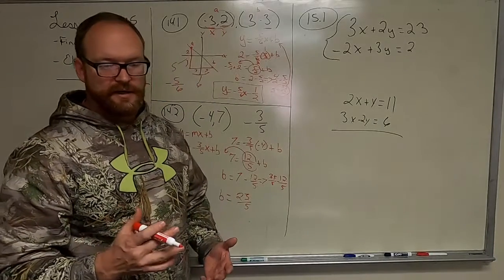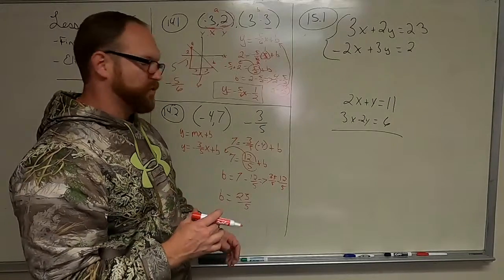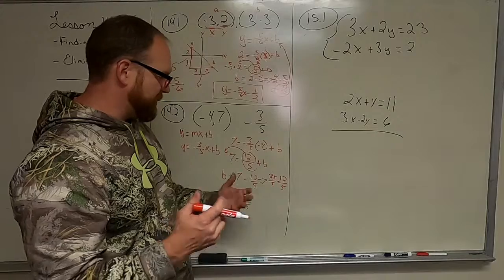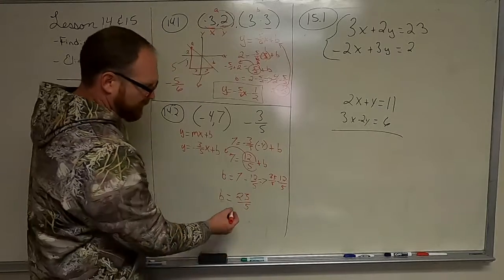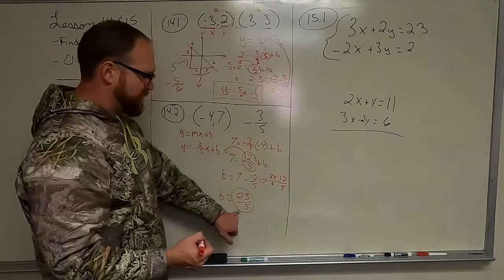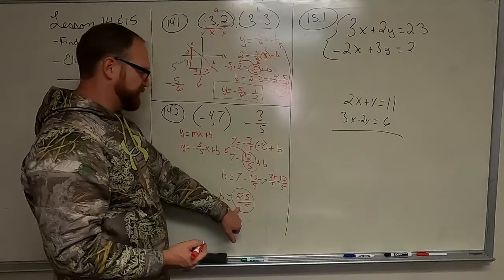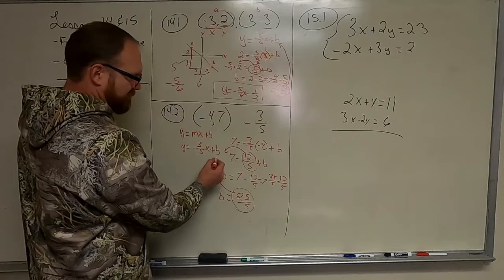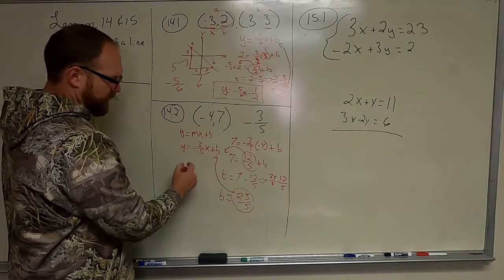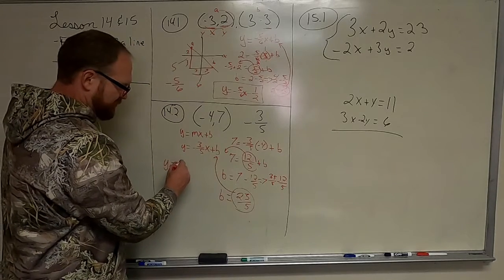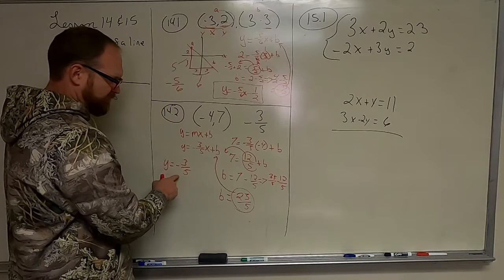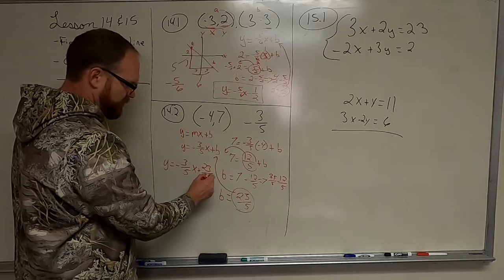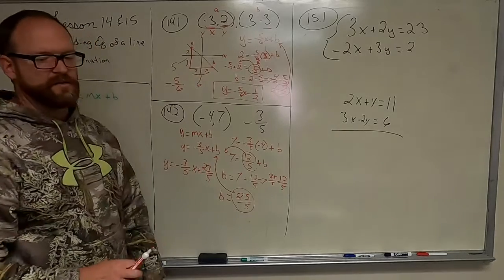Now, do I leave it in 23 over 5, or do I make it not just an improper fraction, but a mixed number? Well, I'd say we leave it like this. You could write it either way, but it's not going to hurt at all to leave it like this. So what we need to do is take this 23 over 5, plug it into our equation right here. So we have the y equals the slope that we were given, negative 3 over 5x, plus 23 over 5, the b that we solved for.